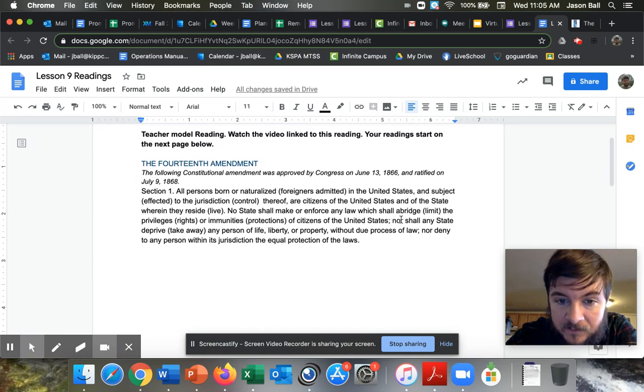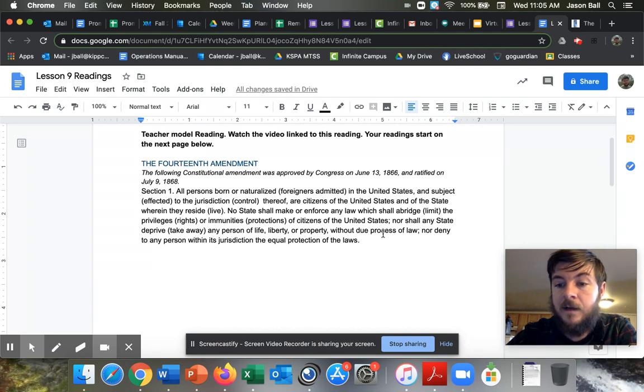So starting again in the second one. Nor shall any state deprive or take away any person of life, liberty, or property without due process of law, nor deny to any person within its jurisdiction the equal protection of the laws. So this last sentence here, any state cannot take away life, liberty, or property without due process of the law.